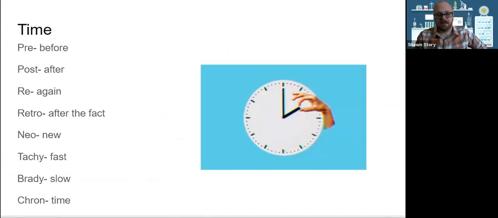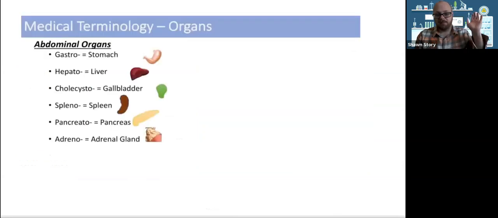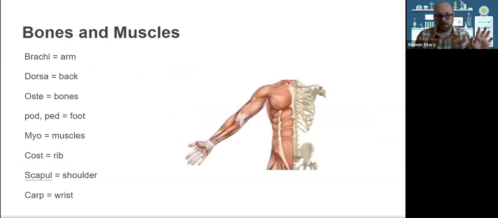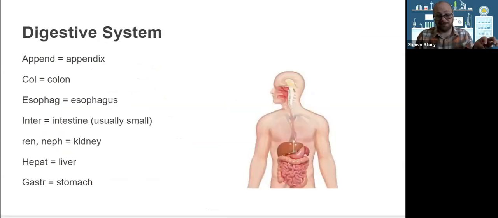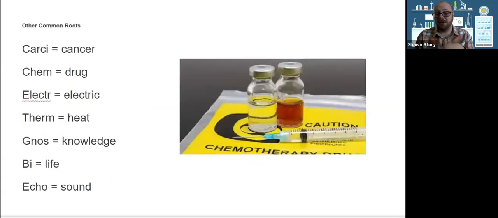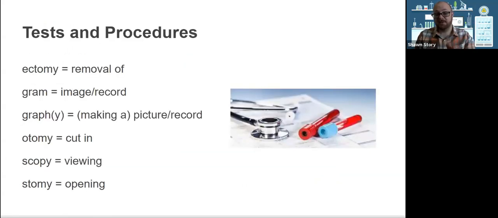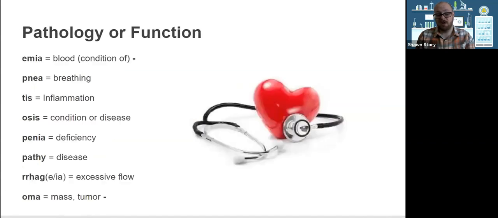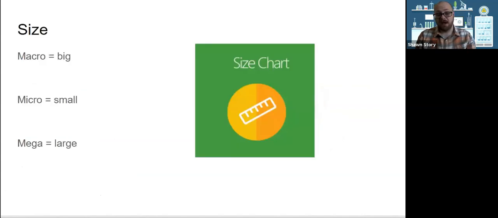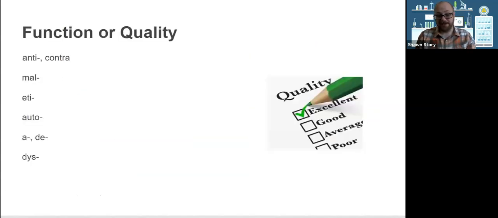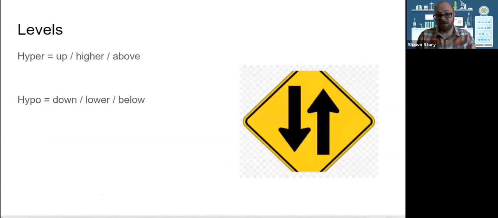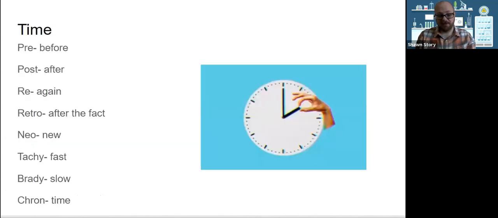All right. So those are all of our different root words that we got here. To review really quickly, we had basic organs, we had our bones and muscles, we had things with our cardiovascular system, we had our digestive system, we had other medical terms that we see. These are root words, and then all of our suffixes, right? Tests and procedures, all the things that we can do, different functions that are happening, things are swelling, and then our other words, sizes, quantities, functions, levels, and time-related things.